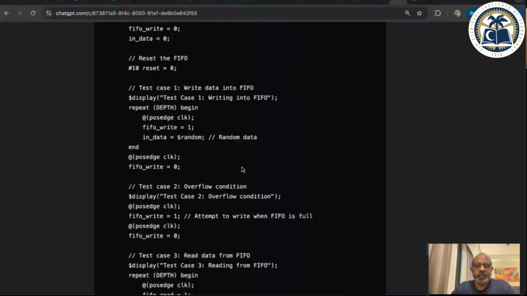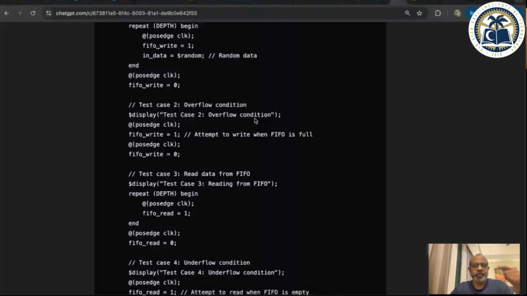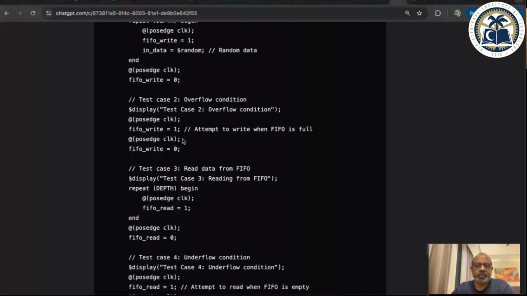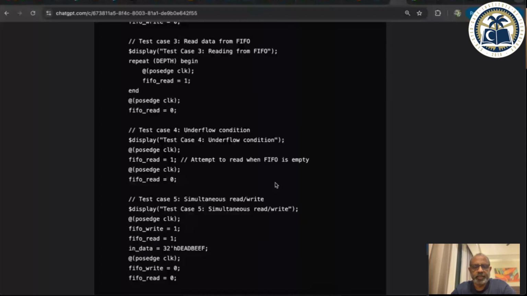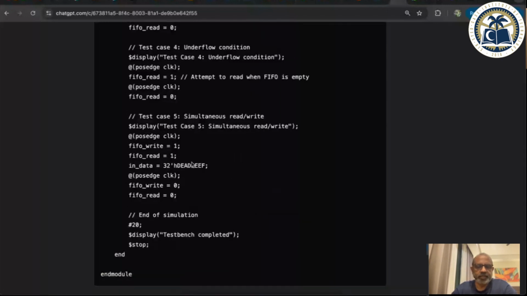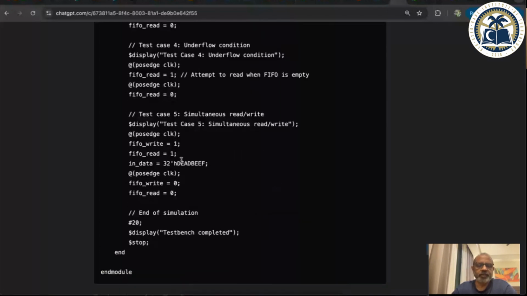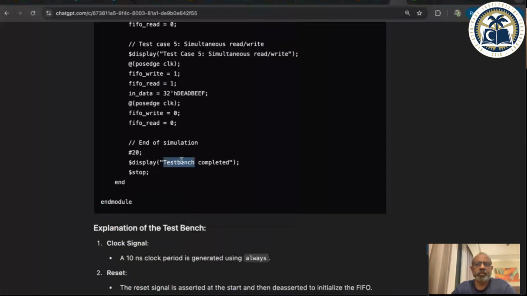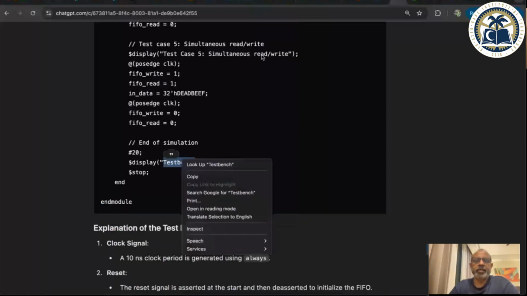especially writing into a FIFO. It checks the overflow condition: if you write 16 times and then write again, it checks the overflow condition. It is checking the underflow condition. It is checking the read and write assertion, so FIFO write and FIFO read asserting at the same time. Honestly, I liked it. So I ran it, and here is my simulation.